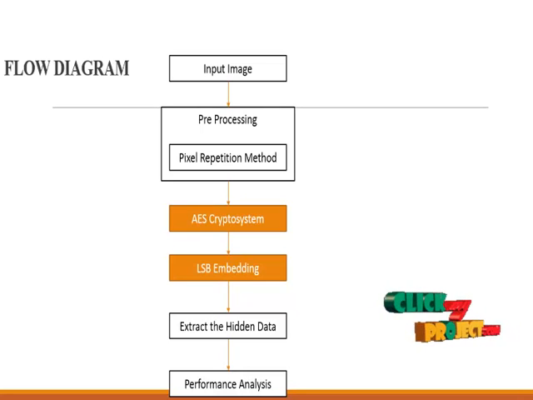After that, the AES cryptography system is used on the text message, which is embedded using LSB embedding, meaning the text is embedded into the image. So the text message is read inside the image. So this is the hiding of data. After that, the hidden data is extracted and then performance analysis is done. Performance analysis means PSNR value, MSE and MAE, mean square error and mean absolute error, and PSNR value will be calculated.